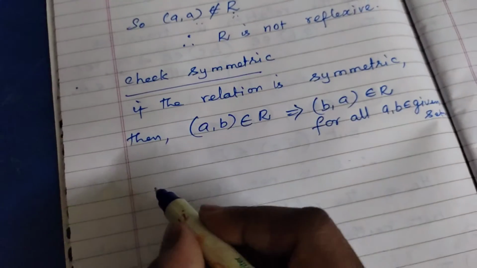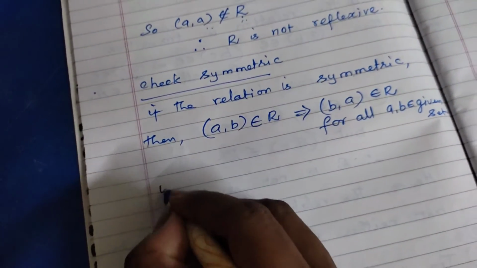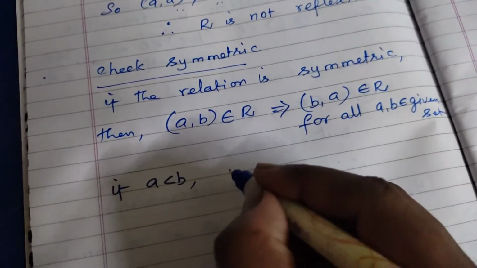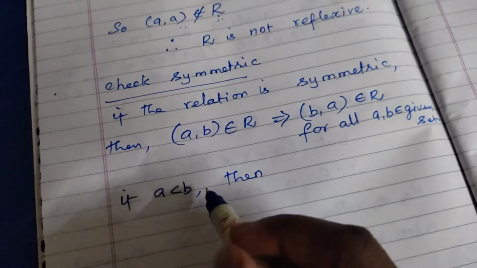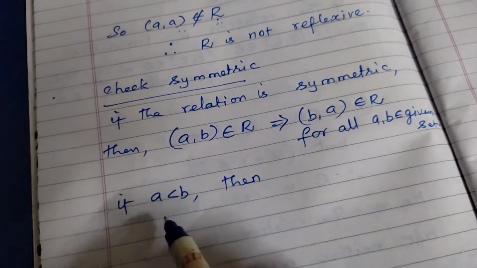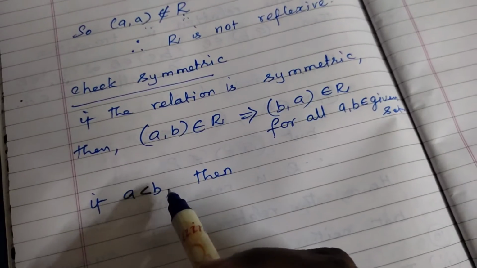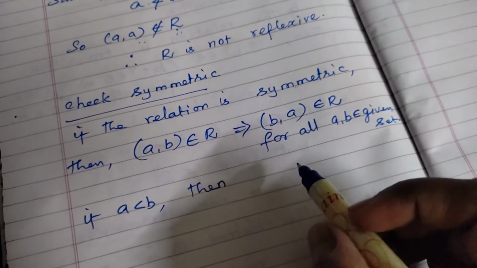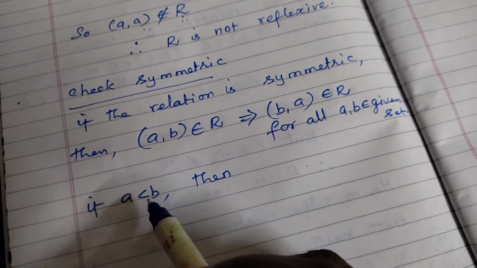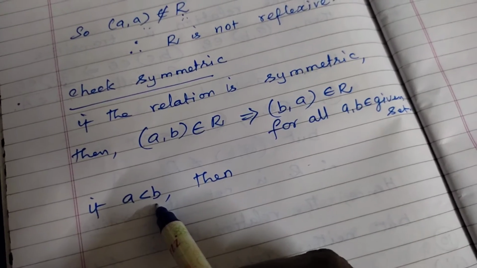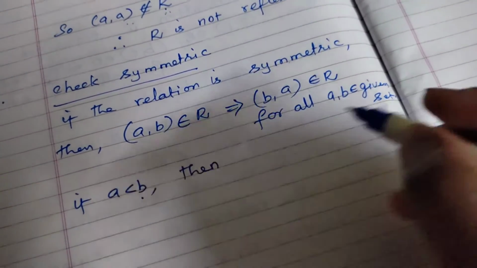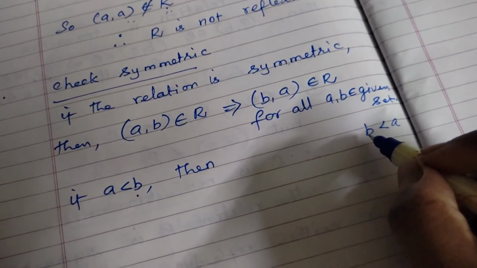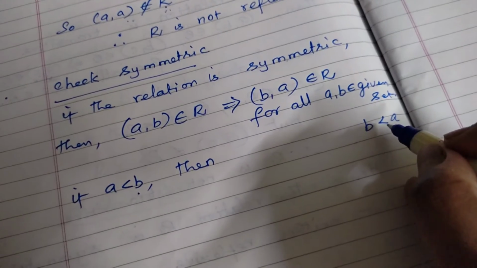If here the condition in the relation is a < b, then how can we say that b < a? We cannot say that. If a < b means b is greater than a, this is the correct statement. But from the relation condition, if a < b, we cannot say that b < a. If b < a, then only we can say that this is symmetric.